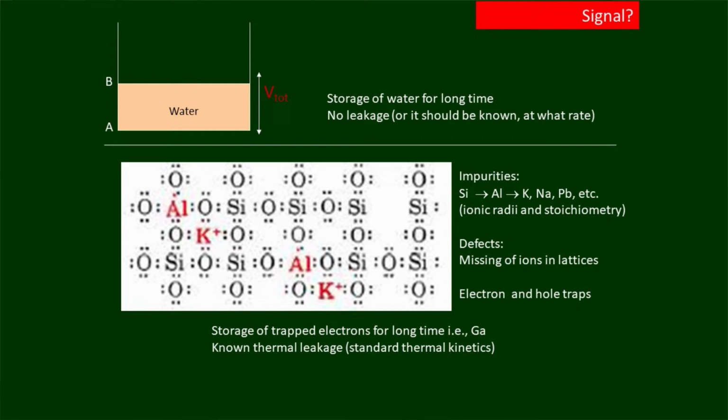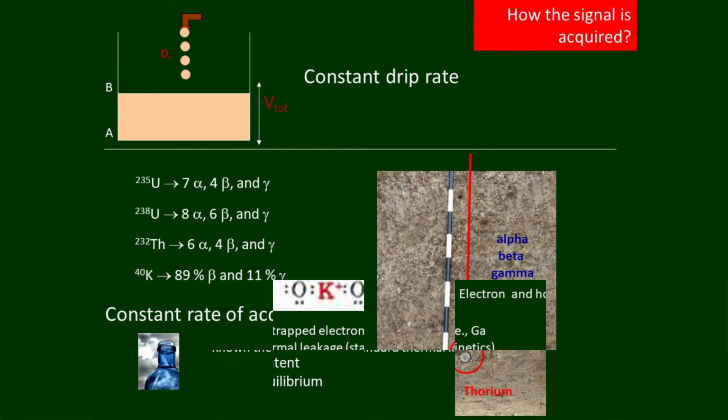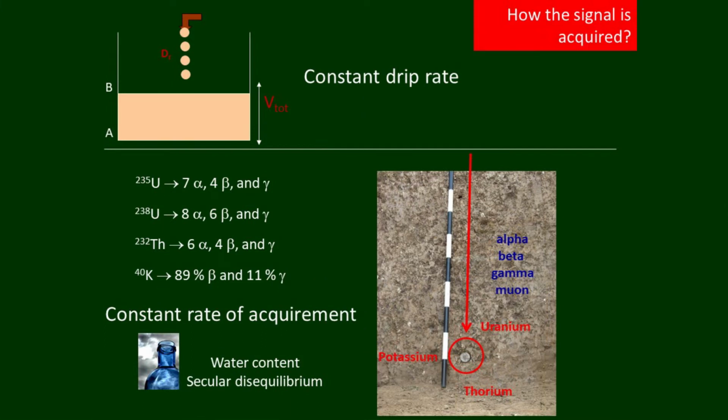So how is the signal acquired in the crystal? There is ambient radioactivity in the sediments that emits alpha, beta, gamma, and muons. They are ionizing radiations. For example, uranium-235 emits 7 alphas, 4 betas and gamma. Like that, uranium-238, thorium-232 and potassium-40 are long-lived radioactive nuclides. So they all the time emit alpha, beta, gamma.